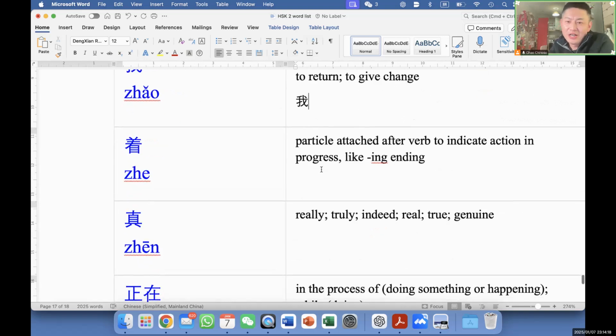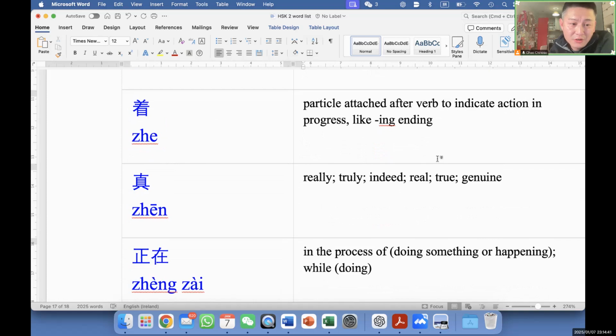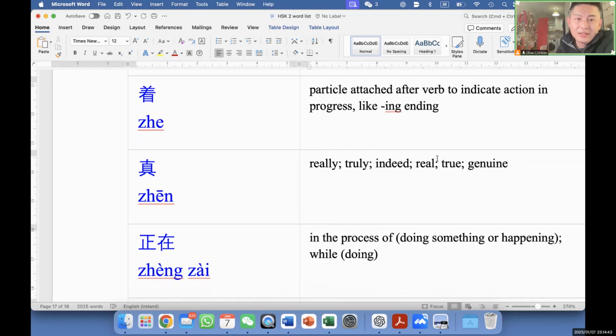Now, 着 is used, can be, that's a hard one to explain. It's one of those radical particles, yes. Put that after verb means this action is ongoing. I don't have time to explain this really in more details, but I'm sure I have talked about this in other videos if you have seen it. Anyway, let's move on.